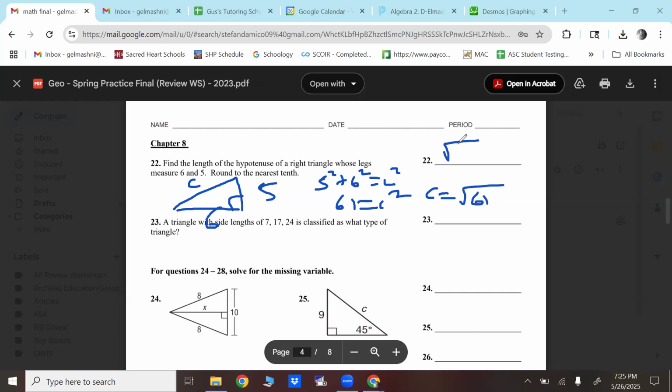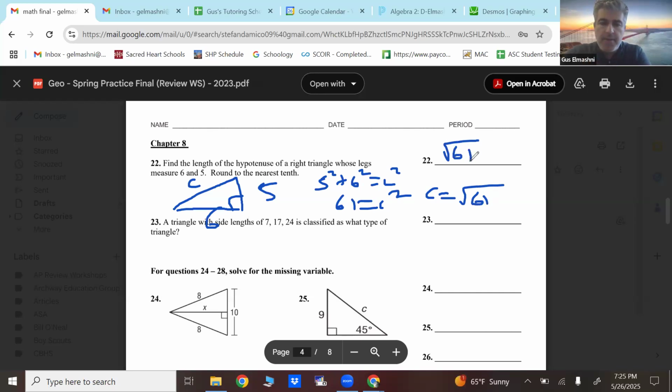If you're asked to round to the nearest tenth, use your calculator. 7.8. All right.